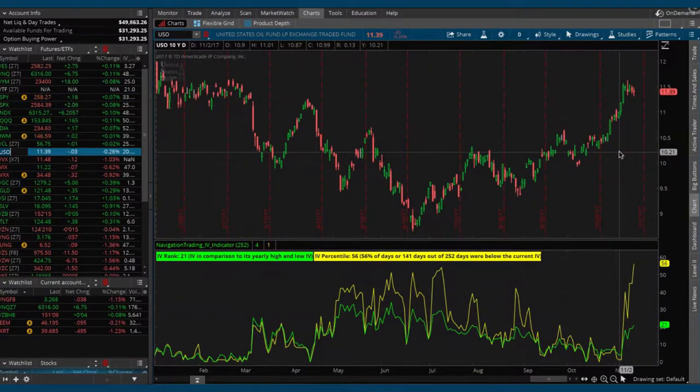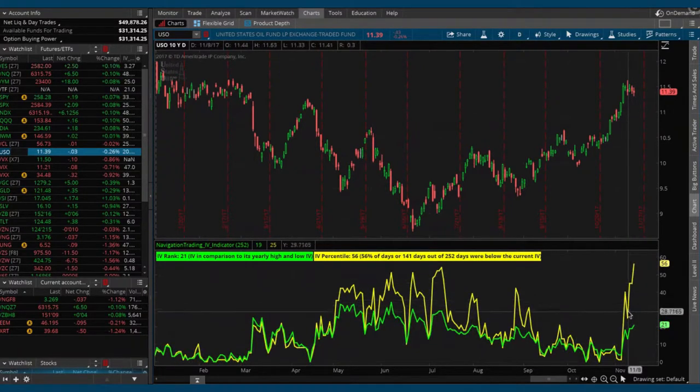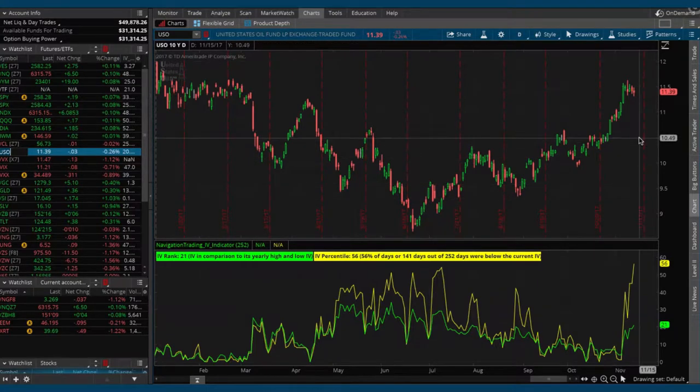Okay, so here is the chart of USO. If you look at the implied volatility indicator down below, you can see we've had a nice spike higher to where the IV percentile is over that 50 level, which is what we like to see when we sell premium. It's at the 56 level. So I'd like to put on a position in oil.